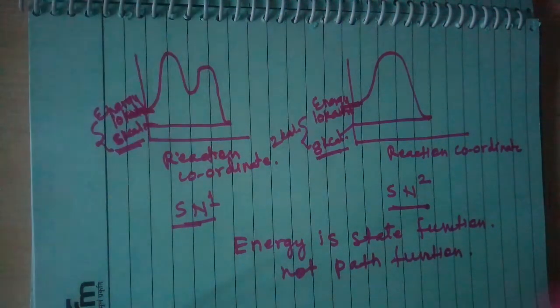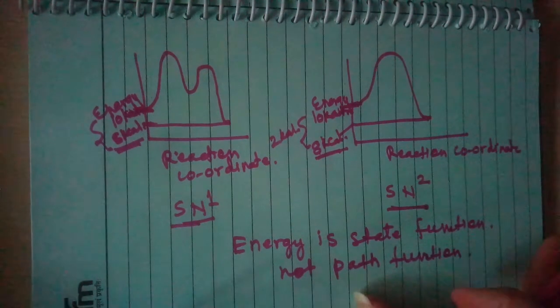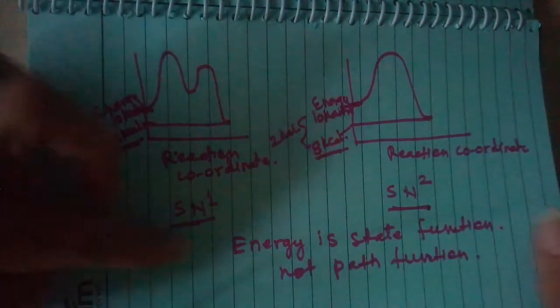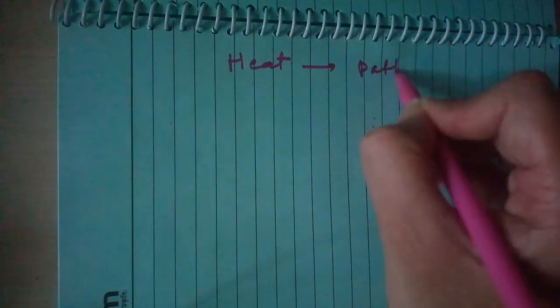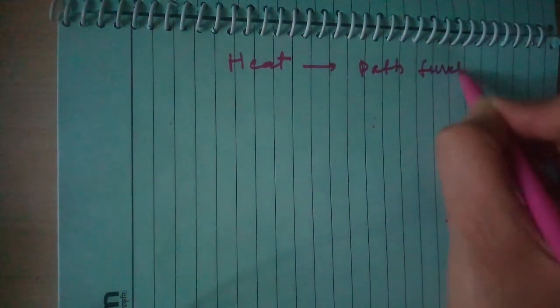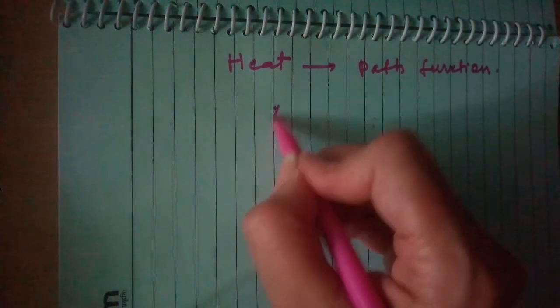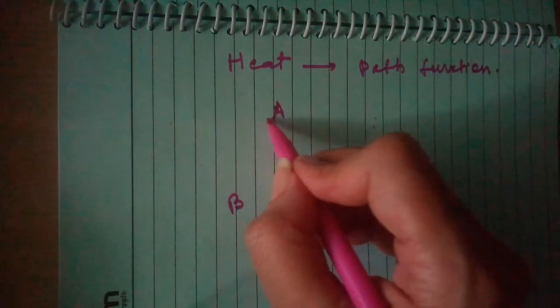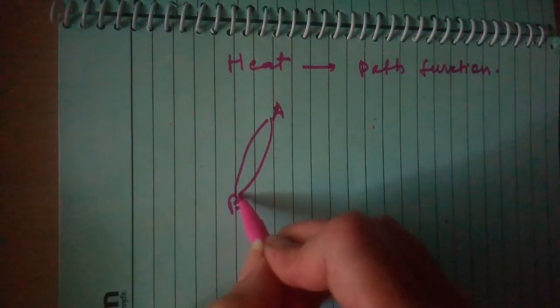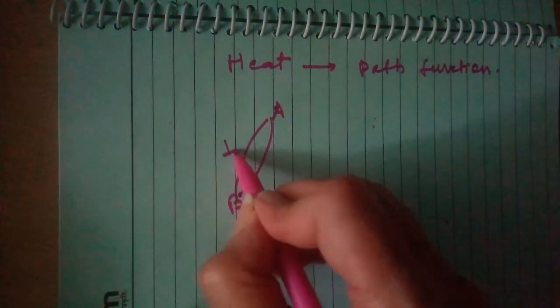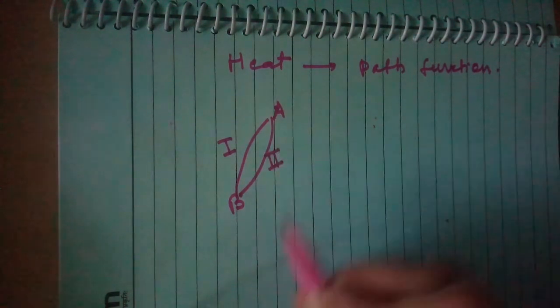Now that was about energy. If you come to the concept of heat, it is a path function. It is not a state function, but a path function. If you want to change from A to B, there is a change from A to B. It may follow path number 1, it may follow path number 2.